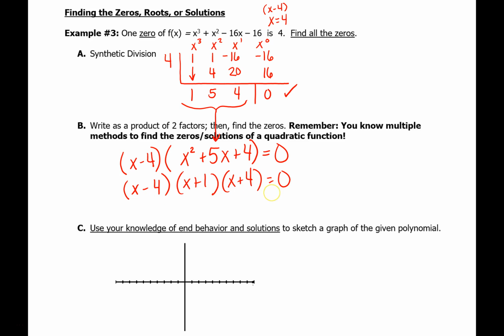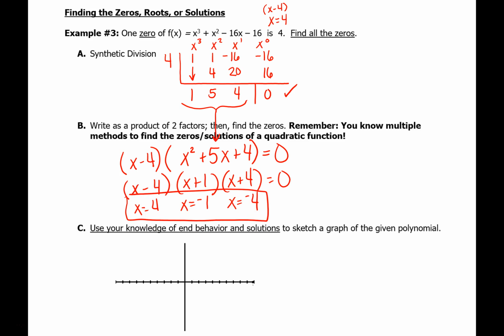And then I'm going to use the zero product property to solve. So x in this first factor is equal to 4. In the second factor, x is equal to negative 1. And in the third factor, x is equal to negative 4. So I have found all three of my solutions there.